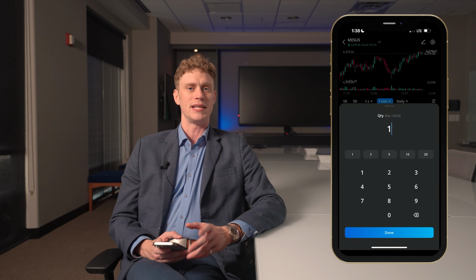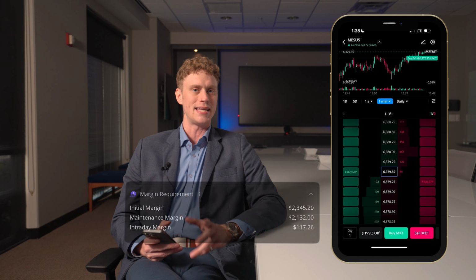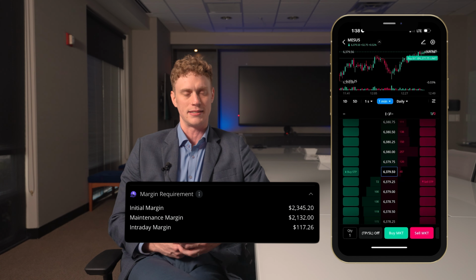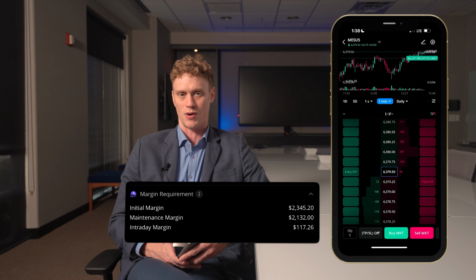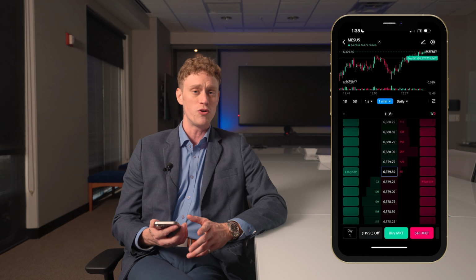First, I'll change my quantity to 1, which means I'll buy 1 contract of micro ES with any order I place. Since this is a day trade, the cost for that contract is going to be the intraday margin requirement. Next, I just click on the price level I want to trade at and confirm the order. To maximize speed, you can also place an order at the market to execute at the next available price, or remove trade confirmations entirely. Either way, you make trading a truly one-click process.